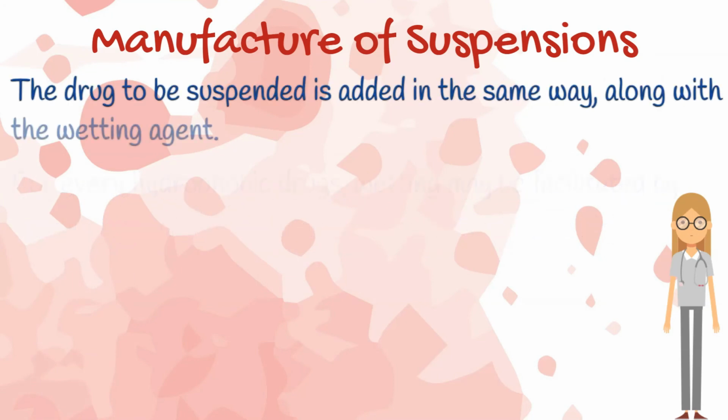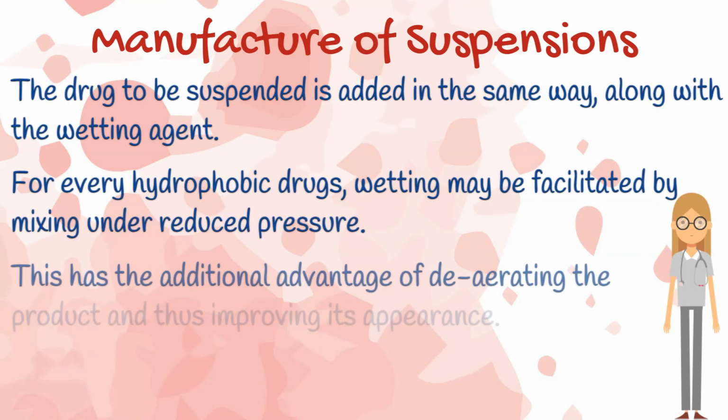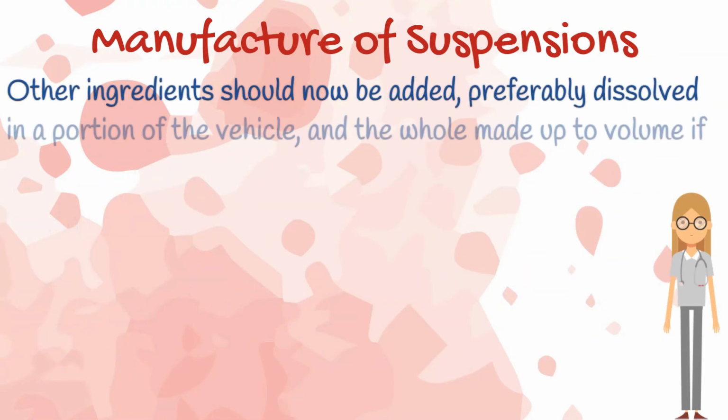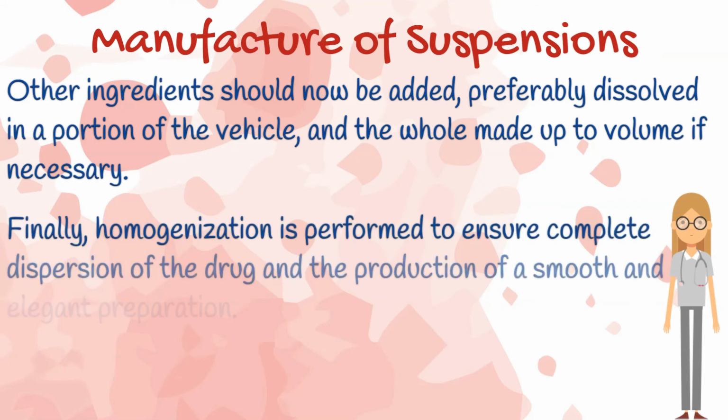The drug to be suspended is added in the same way, along with the wetting agent. For very hydrophobic drugs, wetting may be facilitated by mixing under reduced pressure. This has the additional advantage of aerating the product, and thus improving its appearance. Other ingredients should now be added, preferably dissolved in a portion of the vehicle, and the whole made up to volume, if necessary. Finally, homogenization is performed to ensure complete dispersion of the drug and the production of a smooth and elegant preparation.